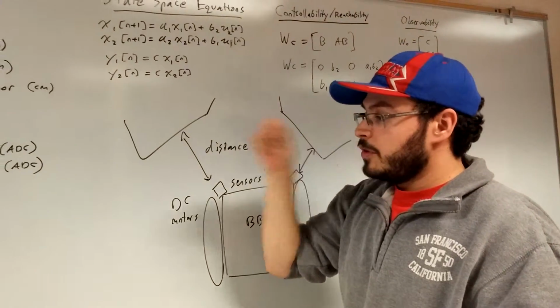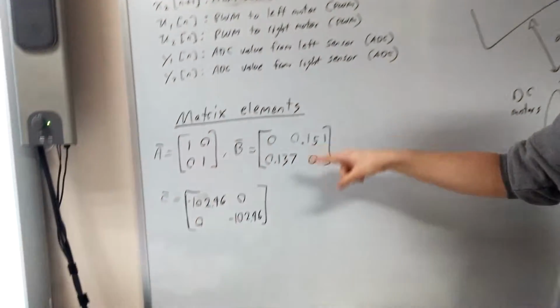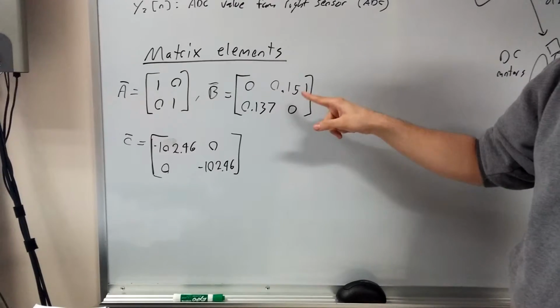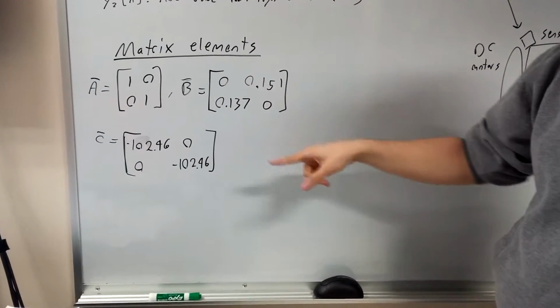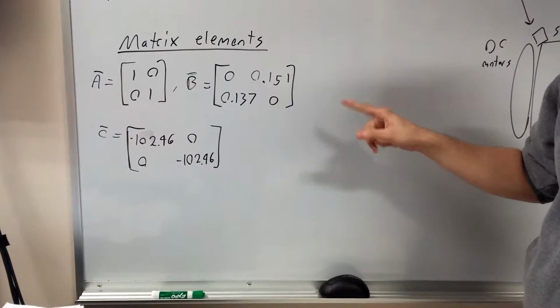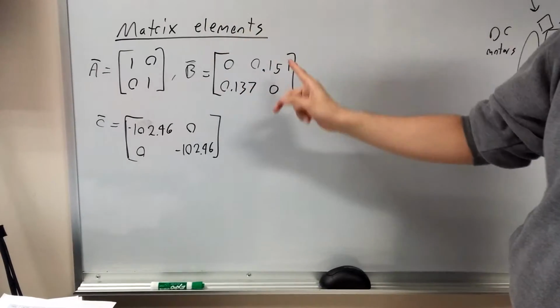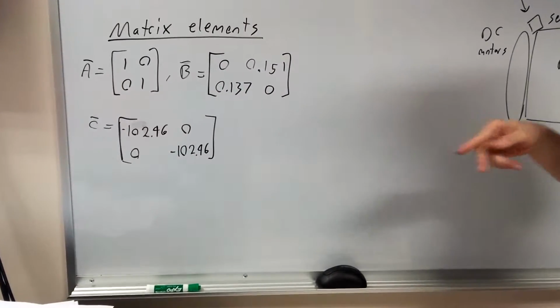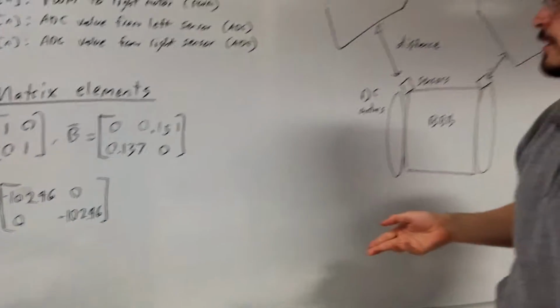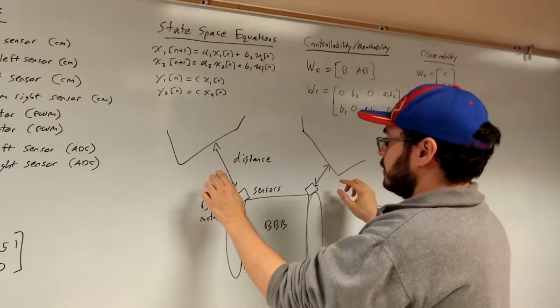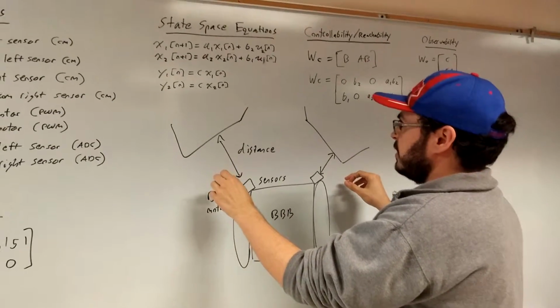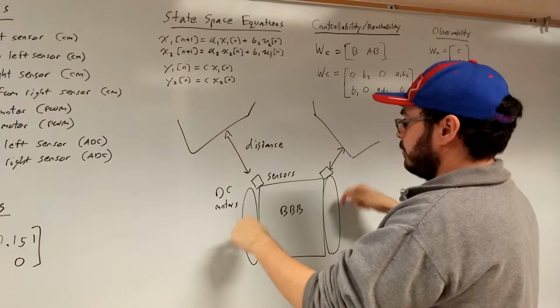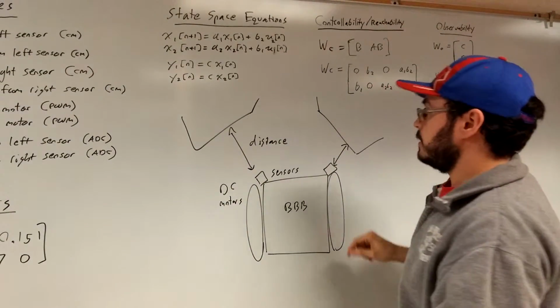And here are the matrix elements. I left in my report how I derived these elements. The only important thing to know is that they're all 2x2 matrices, which means, of course, that we have a MIMO system, which makes sense because we have multiple inputs, which is the distance right here, and multiple outputs, which is the PWM values that are sent.